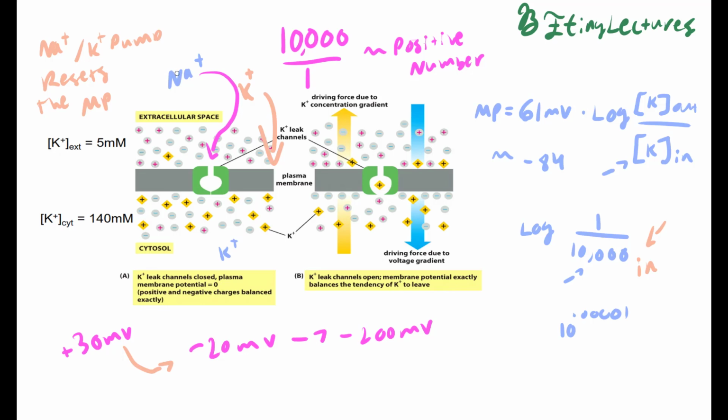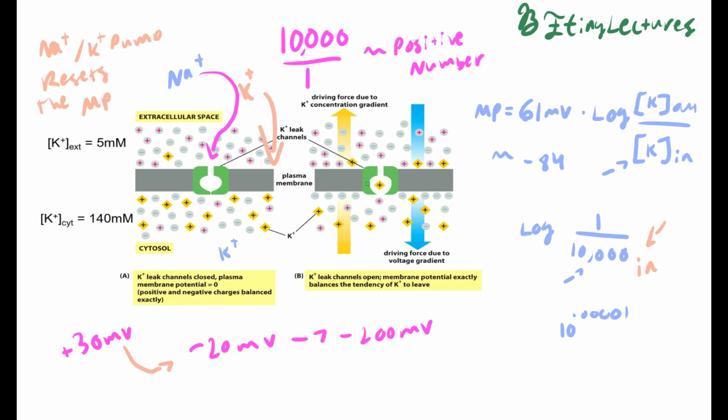So on an exam, an answer choice will say, oh, the action potential is created by the sodium-potassium pump. And you'll say, no, it's not. It is reset by the sodium-potassium pump, but it is not created by the sodium-potassium pump.